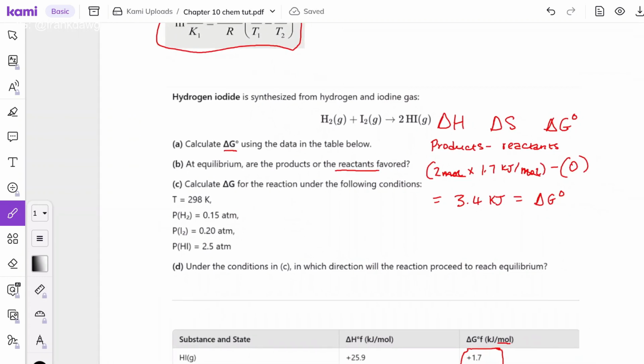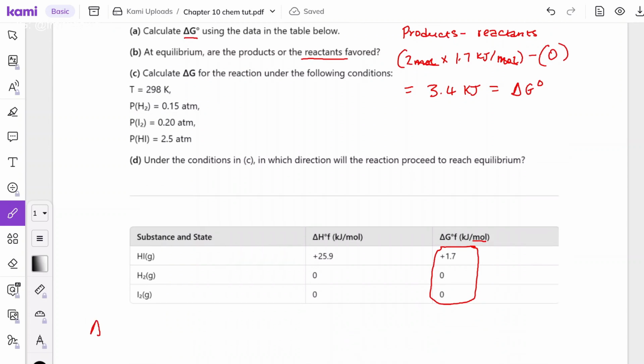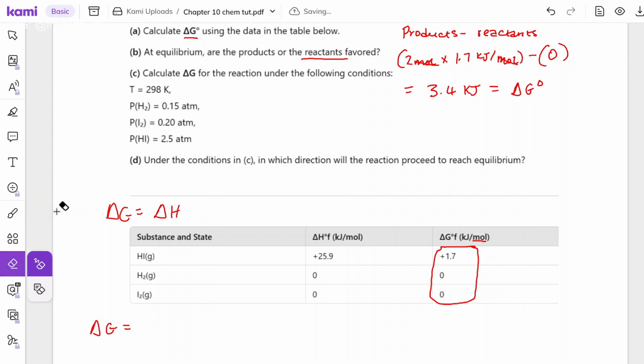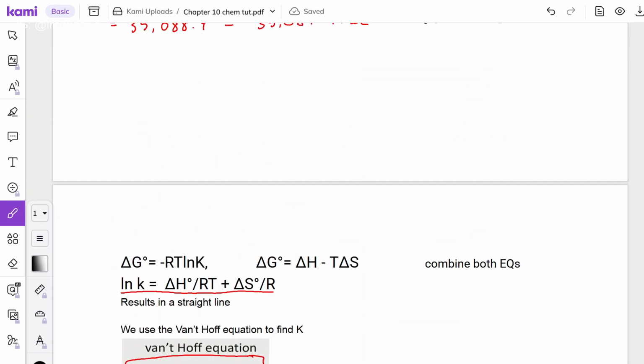And now for the third part of the question, we try to find delta G, not the delta G naught this time, but delta G. And before we learned that the delta G equation is equal to the change in enthalpy minus the temperature times the change in entropy. But throughout the entire question, we're given the enthalpy values. We could find the enthalpy of reaction, but we're not given the entropy. So we have to use a different equation.